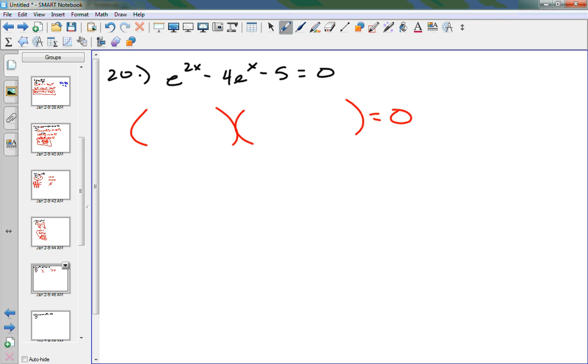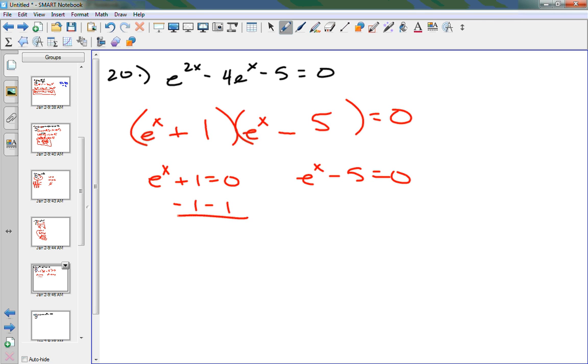So how do I put this into 2 binomials? Can I break down e to the 2x? E to the x and e to the x. And I need a negative 5. So what does it say about my signs? They're going to be opposite. And I need factors of 5 that give me negative 4. Positive 1, negative 5. So I'm going to have e to the x plus 1 is equal to 0, and e to the x minus 5 is equal to 0. I need factors of 5 that, when you subtract, will give you negative 4. Now what?